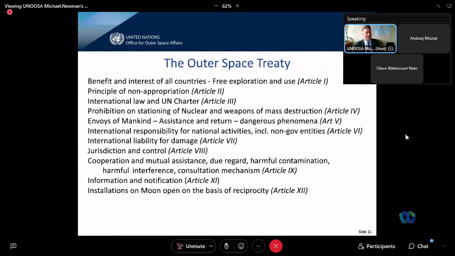Information and notification. This is incredibly important. Of course, Article 10 on the viewing of launches of other states as well. We will hear about installations on the moon on the basis of reciprocity. This is forward-looking, and we will hear how this might go down in practice. So these are the features of the Outer Space Treaty.